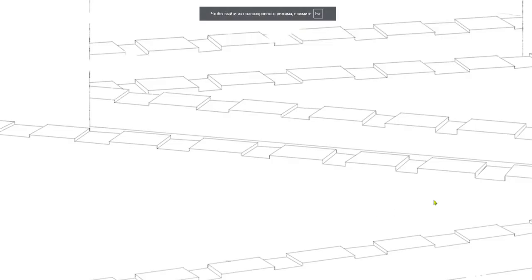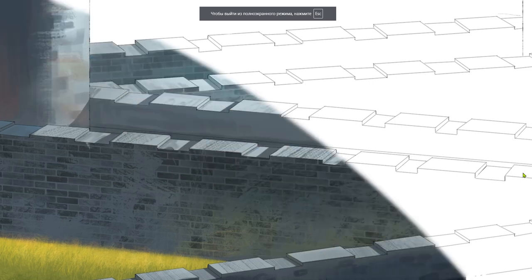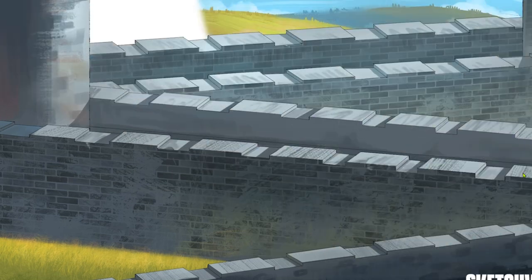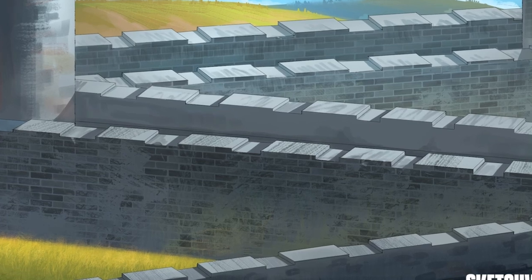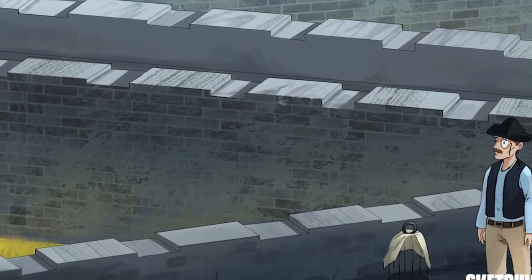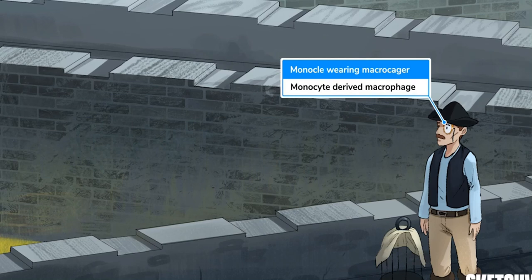We find ourselves back on the ramparts to discuss our next topic, macrophages. And it's a fitting choice since macrophages are the sentinels or the night watchmen of the immune system. They patrol our bodies on the lookout for invaders. Hopefully by now you remember that our recurring symbol for the macrophage is this macrocage guy.